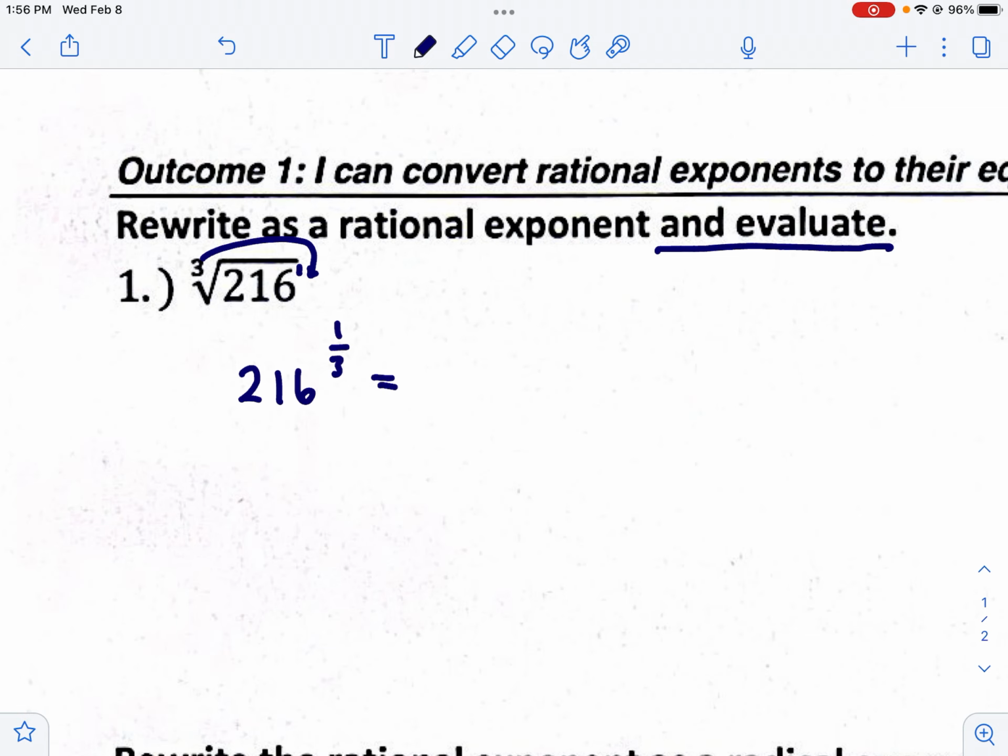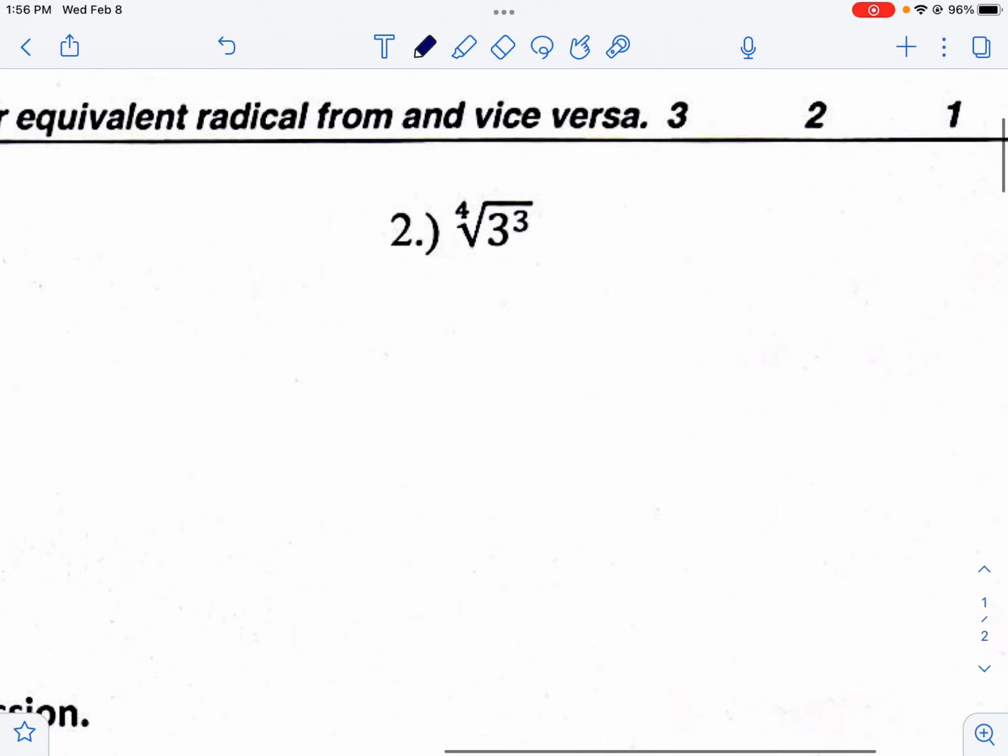216 to the 1/3 power is, I believe, 6. So that was your answer. So you had to have both of these pieces in order to get this answer correct. You had to have the change over to a rational exponent and the answer. Same thing happened here. This ended up being 3 to the 3/4 power, and then that was like 2.78 or 2.28, I think was the correct answer.